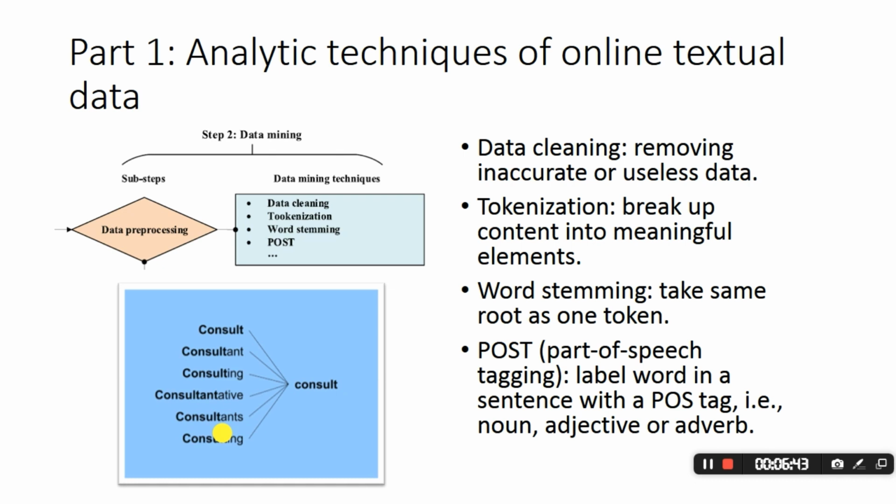Word stemming means to identify the word's roots and regard all words with the same root as one token. Here I give one example. All of these words, consult, consulting, can be regarded as consult. And part of speech tagging refers to labeling each word in a sentence with a part-of-speech tag, such as a noun, adjective, and adverb.